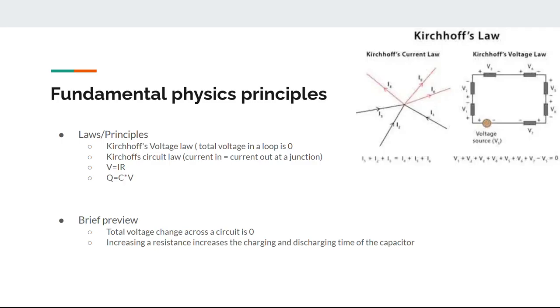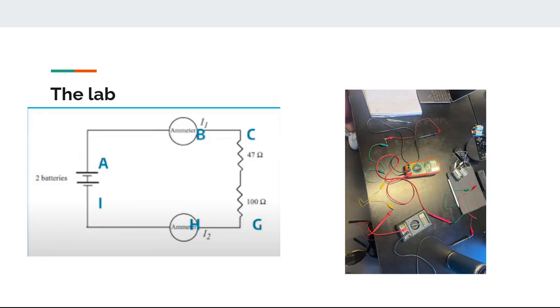We also used the fact that voltage equals current times resistance, and that Q equals capacitance times voltage. Brief preview: the total voltage change across a circuit is zero, and increasing resistance increases the charging and discharging time of a capacitor.